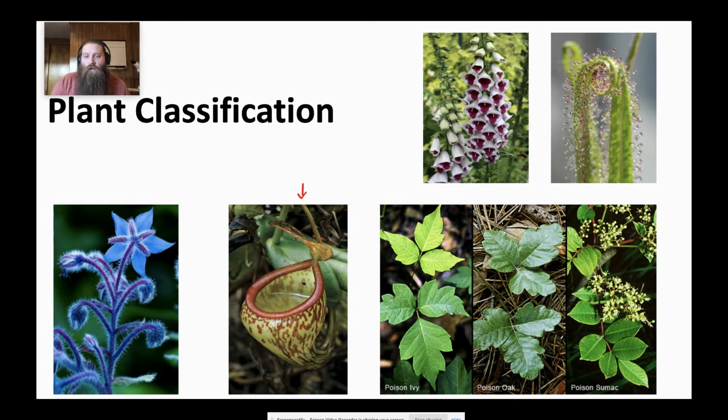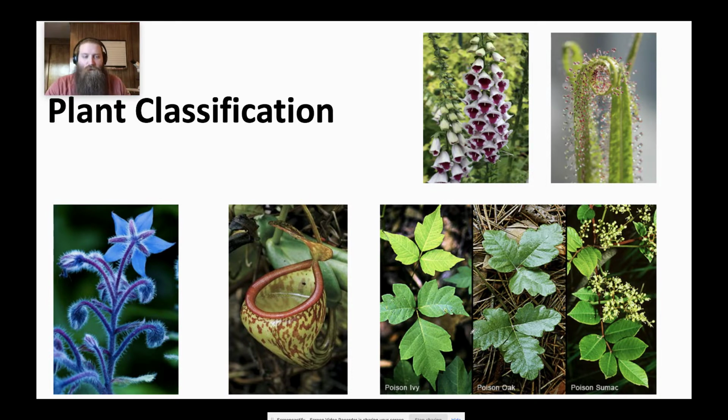You can see right here we have foxglove, which is a pretty important plant. It is involved in making heart medication. It's also poisonous. If you eat it, it can stop your heart, which is not good. This is a sundew, which is a carnivorous plant. And then we have poison ivy, poison oak, and poison sumac, all of which are things we might find around here, especially poison oak and poison ivy. So plants are definitely interesting.